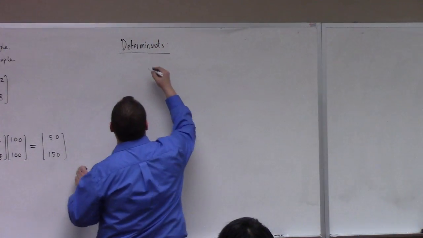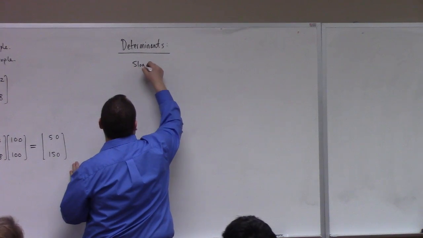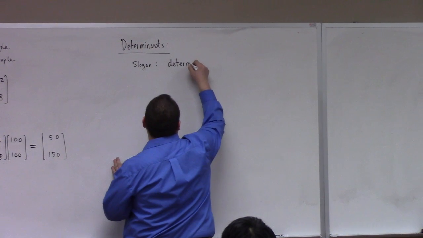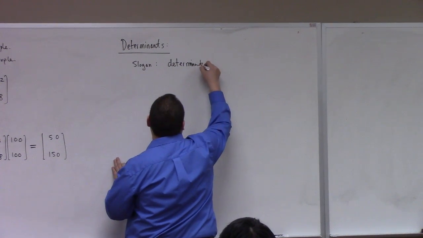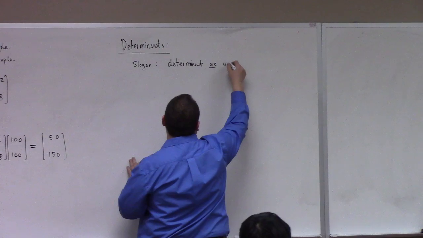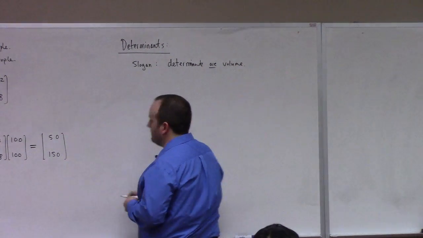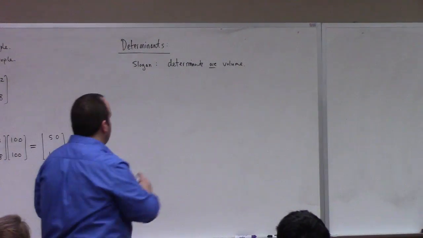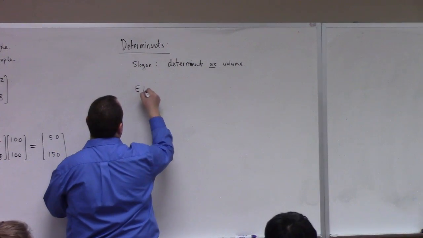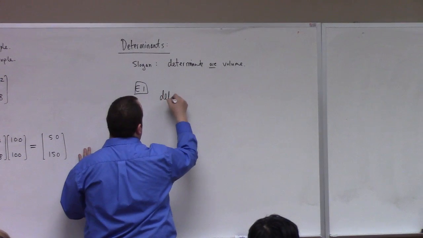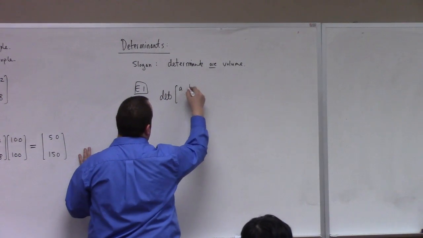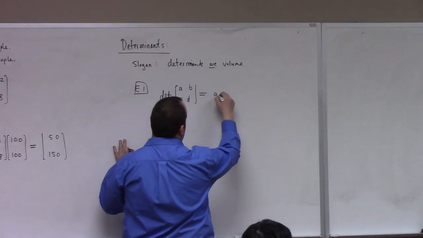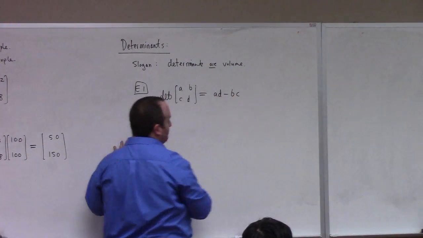So here's a slogan that's pretty good. Determinants are volume. I'll show you what I mean. So example 1, if I take the determinant of A, B, C, D, by definition, this is AD minus BC.